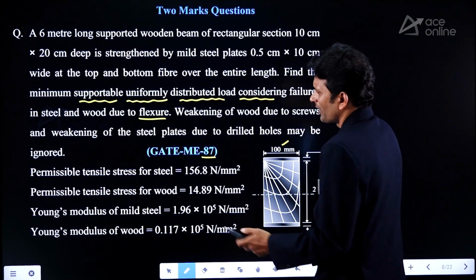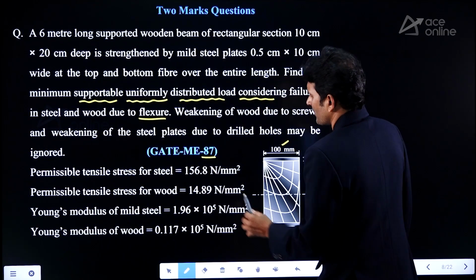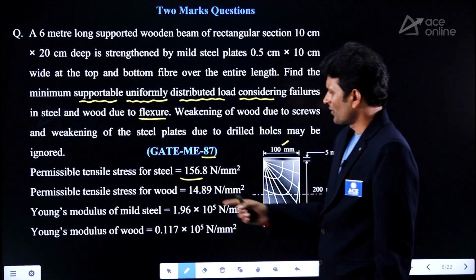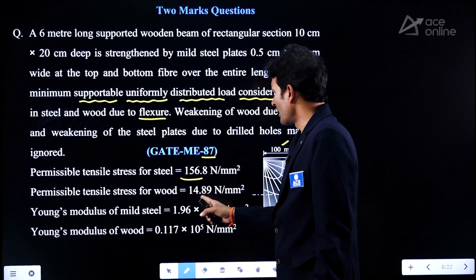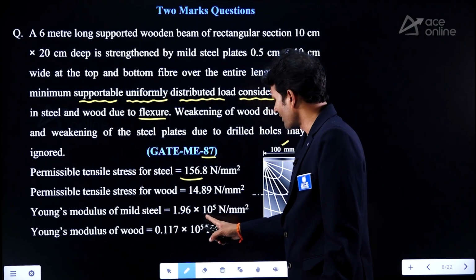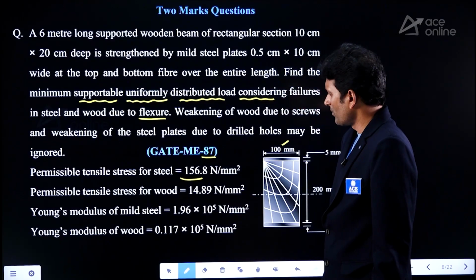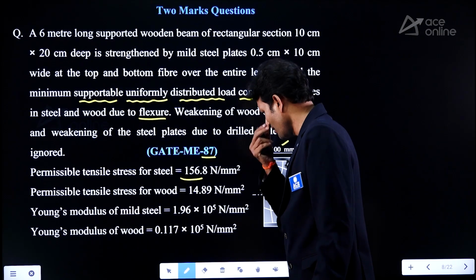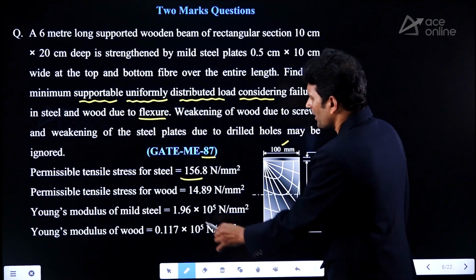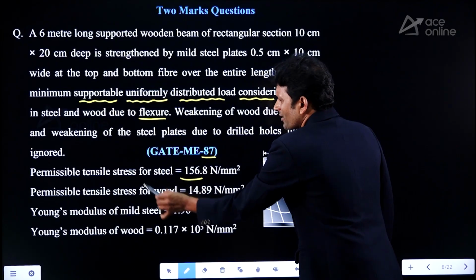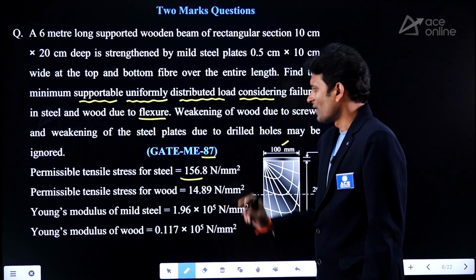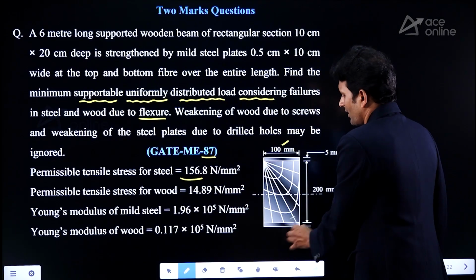Other data given, look at here, permissible tensile stress for the steel is given as 156.8 Newton per square millimeters, and permissible tensile stress for the wooden section is given as 14.89 Newton per square millimeters, and Young's modulus of the steel 1.96 into 10 raised to 5 Newton per square millimeters, and Young's modulus of the wooden section is given as 0.117 into 10 raised to 5 Newton per square millimeters. Very good. These two are the material properties, and these two we may also consider as material properties because those are permissible stresses in both steel as well as wooden section, right? This is the given diagram we are having.